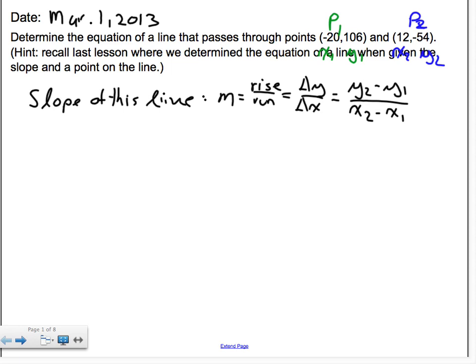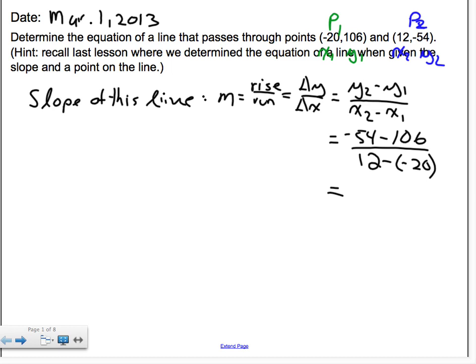So here y2 is minus 54. y1 is 106. x2 is 12 minus negative 20. I can't remember if that's the order you said, Matt. The point is that when you calculate the slope, we give 2 points and it doesn't matter the order. You just have to keep your x2 and y2 consistent, and your x1, y1 consistent. A lot of you did it in a different order, but you'll see we get the same answer.